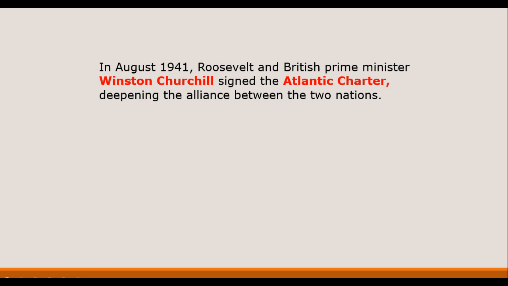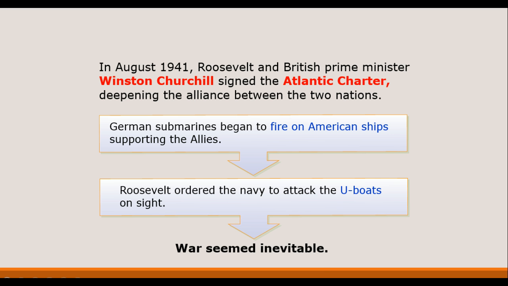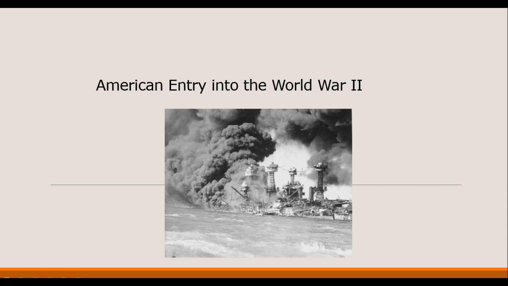In 1941, you have Winston Churchill signing the Atlantic Charter with the United States, and that pretty much gives us an alliance. German submarines begin firing on American ships, just like World War I, and we start seeing war being inevitable. Roosevelt's very famously going to say in Congress that we are too busy not paying attention to the real threat to the world. Our boys at home are busy making refrigerators while the Germans are making bombs.